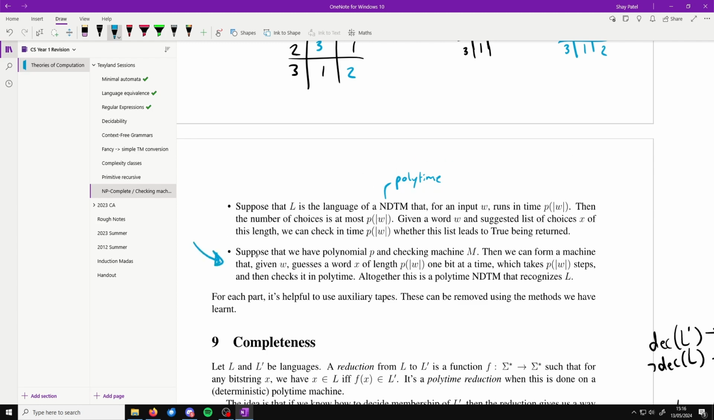Suppose that we have polynomial P and checking machine M, then we can form a machine that, given W, guesses a word X of length P(W), so we can have all of our choose instructions here. And this checks it in polytime. So this is a polytime NDTM that recognizes L. So here we've gone from our checking machine to our polytime definition, and here we've gone from our polytime to our checking machine definition. So we can go from one to another. They sort of just mean the same thing. One's another way of writing the other. Cool. Any questions about that?